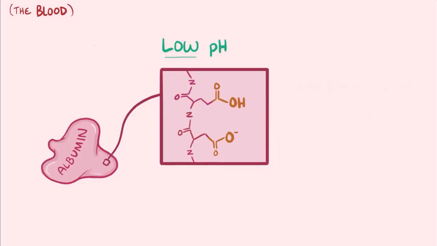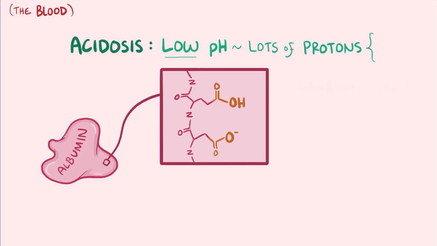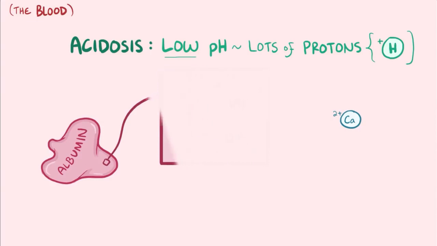Now, when there's a low blood pH, or acidosis, there are lots of protons, or H+ ions, floating around, and a lot of those COO- groups pick up a proton and become COOH. More COOH groups means that albumin generally becomes more positively charged. And since calcium's positively charged, these two repel each other. And this decreases bound calcium and increases the proportion of free ionized calcium in the blood.